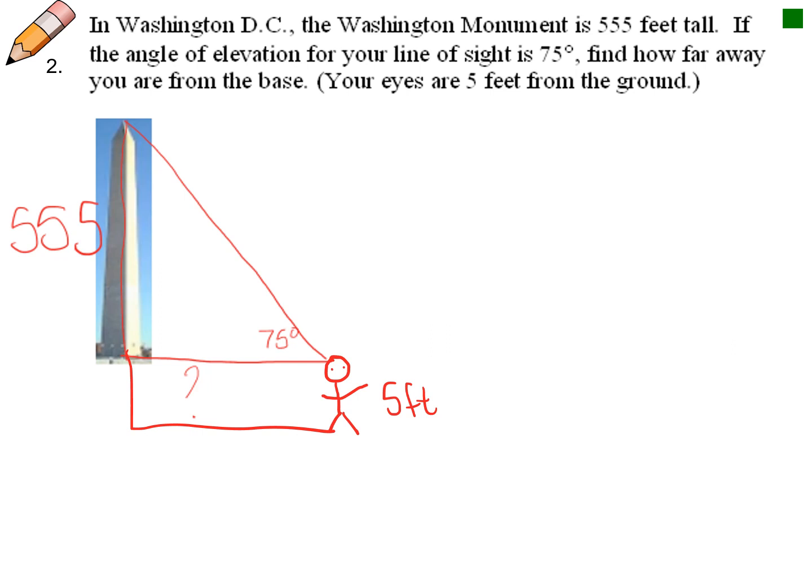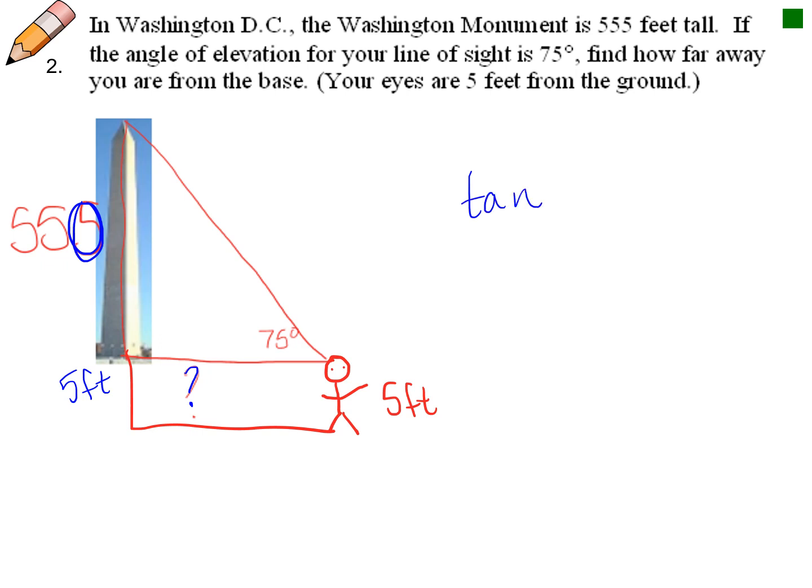So the height of the base of the monument to the top is 550 feet, but we're talking about the line of sight from our eyes to the top of the monument. So we're actually going to use 550 feet, right? Because this is 5 feet for the height of the guy, also tacked onto the monument. So we need to figure out the distance we are from the base of the monument. So we're not going to find the hypotenuse. So again, we're going to need to use tangent.